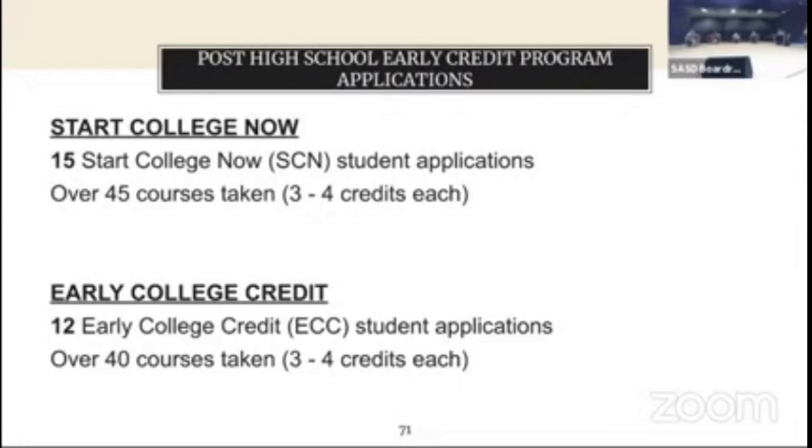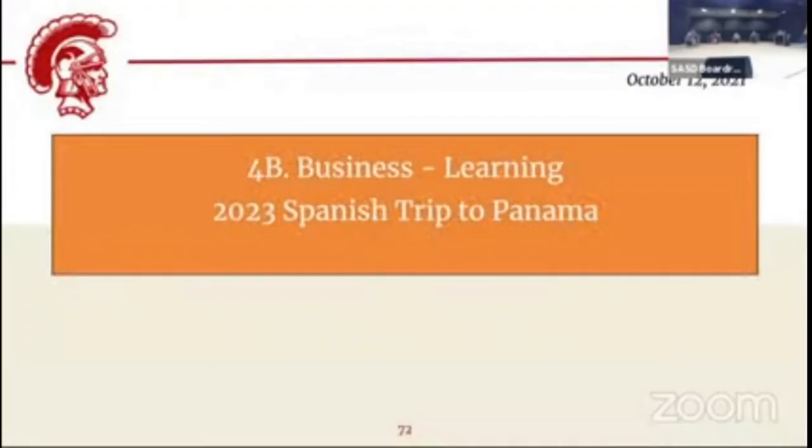I'll second that. Let me say it again. I make a motion to approve the Start College Now program and early college credit program applications and for this to be placed on consent. I'll second that. All those in favor say aye. Aye. Aye. Opposed? No. Thank you.